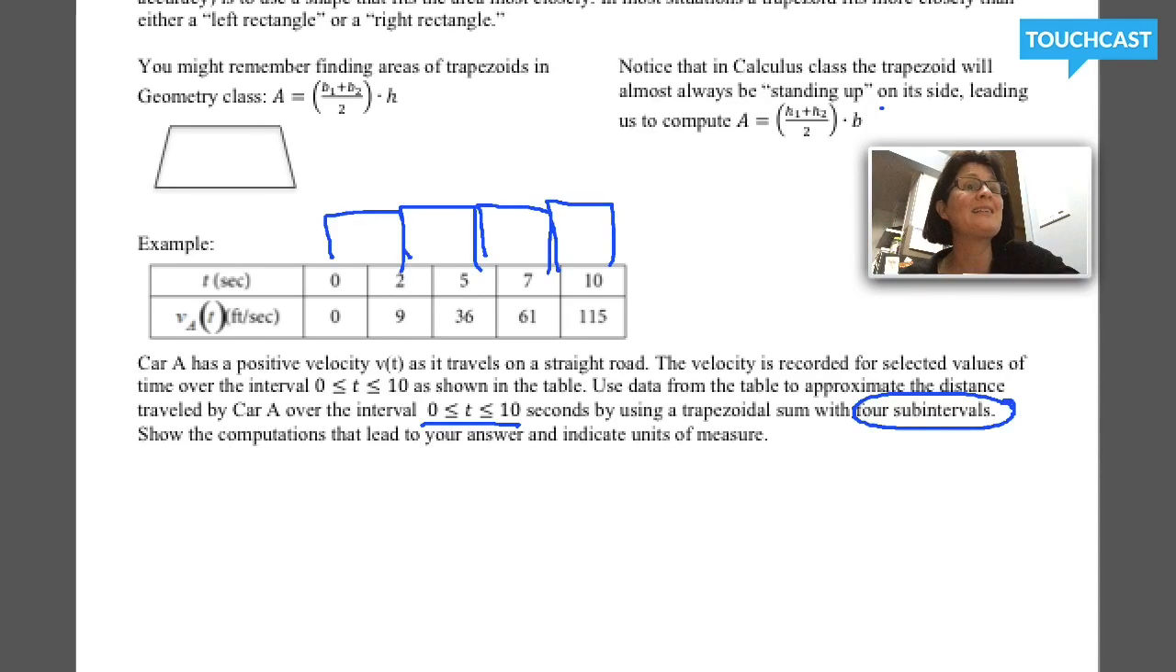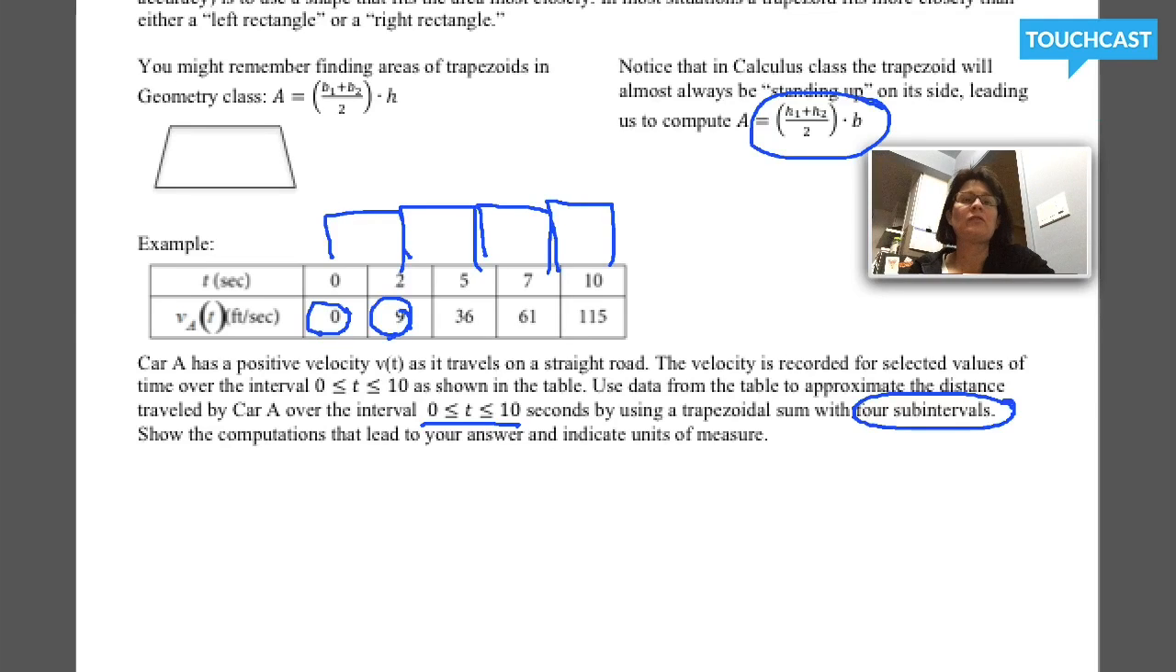So I'm going to write this expression, average of the heights times the base, for each of 4 trapezoids. The 2 heights I'm going to use for my first trapezoid are the height of the curve at time 0, which is 0, and the height of the curve at time 2, which is 9. If I were using LRAM, I would have used the 0. If I were using RRAM, I would have used the 9. For the trapezoid, I use them both, but I have to divide by 2.